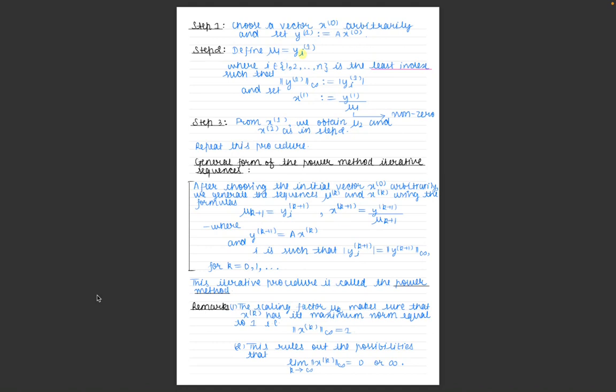Now you should realize that this mu1 has to be non-zero. Why? Because if mu1 is 0, then y_i1 is 0, which was the point where the supremum was attained. So this y1 will be 0, which implies Ax0 will be 0. We do not want to start with an initial guess that will give us 0, because we want to find an eigenvector, so everything has to be non-zero here. And you continue this process. So we have a general form for the power method iterative sequence, which looks horribly mathematical, but it is what it is. And if you follow it, this comes very naturally.